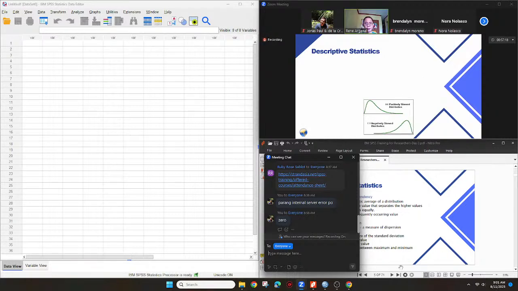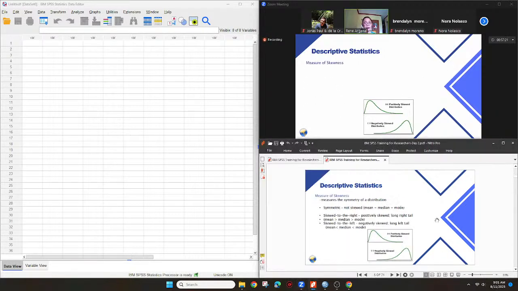And then we talk about skewness. The measure of skewness is the measure of symmetry of a set of data or of a distribution. When you say symmetric, meaning not skewed, symmetric or normal, this means that the mean is equal to the median, which is equal to the mode. Then skewed to the right, or positively skewed distribution, meaning long tail to the right. You look at the tail going to the right.